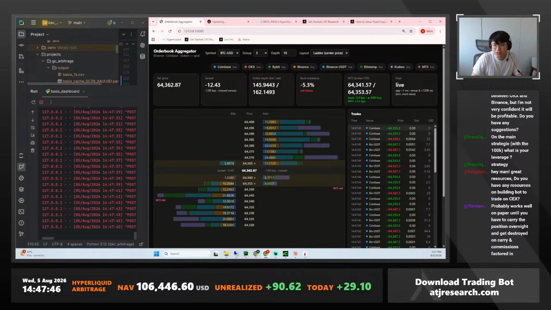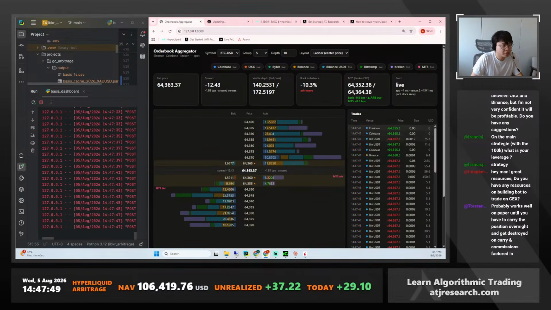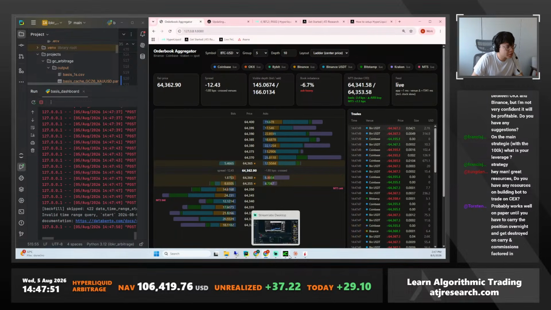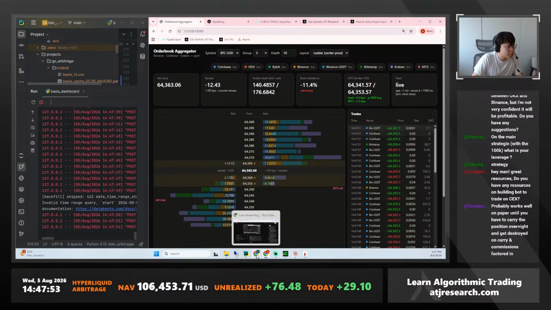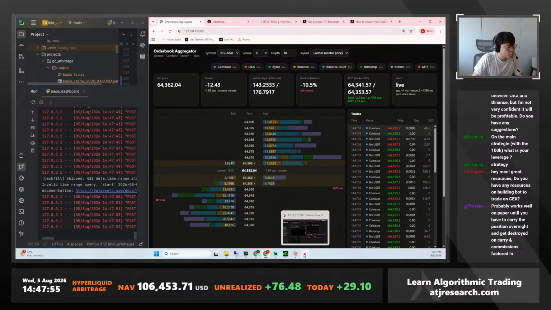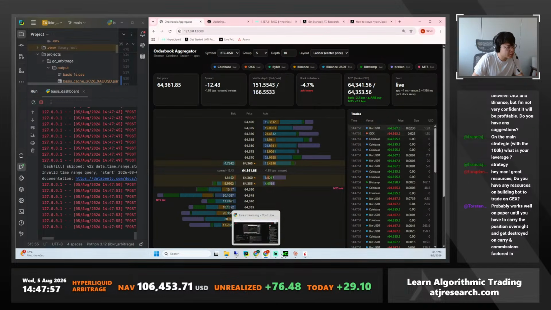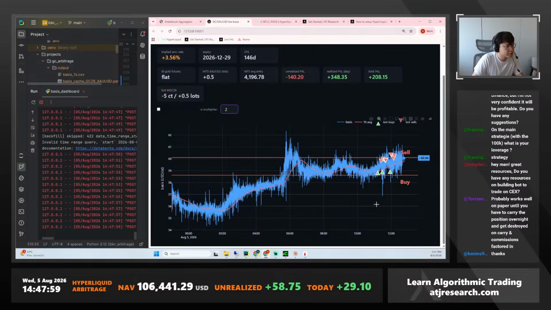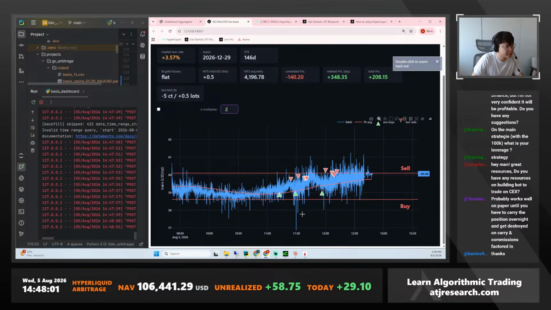The GCZ6 versus XUSD, is it market making or funding rate arb? None. It's just a normal strategy where we're speculating on the spread here, right? So this is the basis. When the basis is low, we buy. When it's high, it sells.